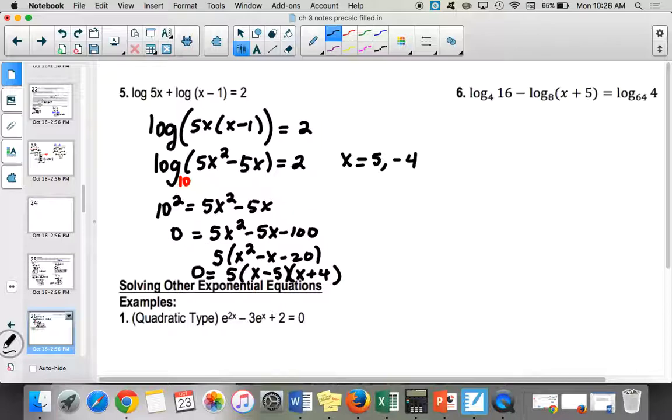But we go back and we check. And one of them works, but one of them doesn't. So what's bad? The negative 4, because we had 5 times negative 4 would be log of negative 20, right? Same with the next one. Log of negative 4 minus 1 would be log of negative 5. We can't do that. Can't take the log of a negative. So that's out, so our only answer is x equals 5.